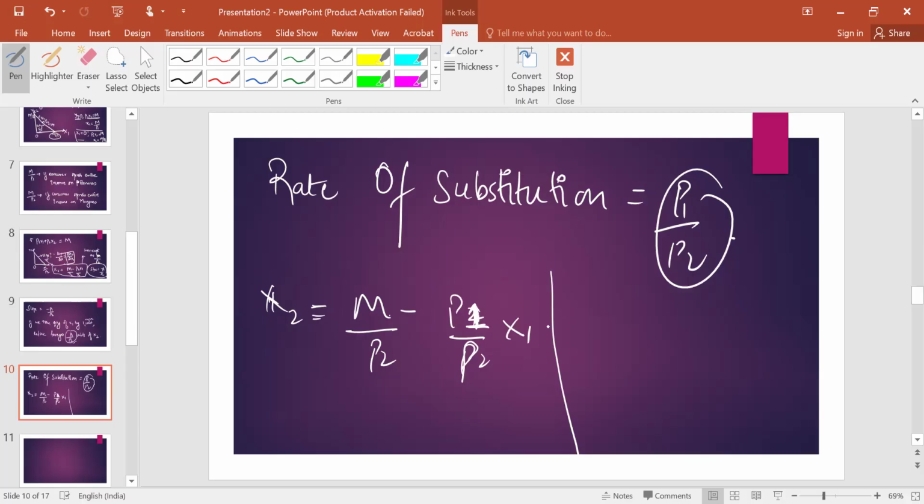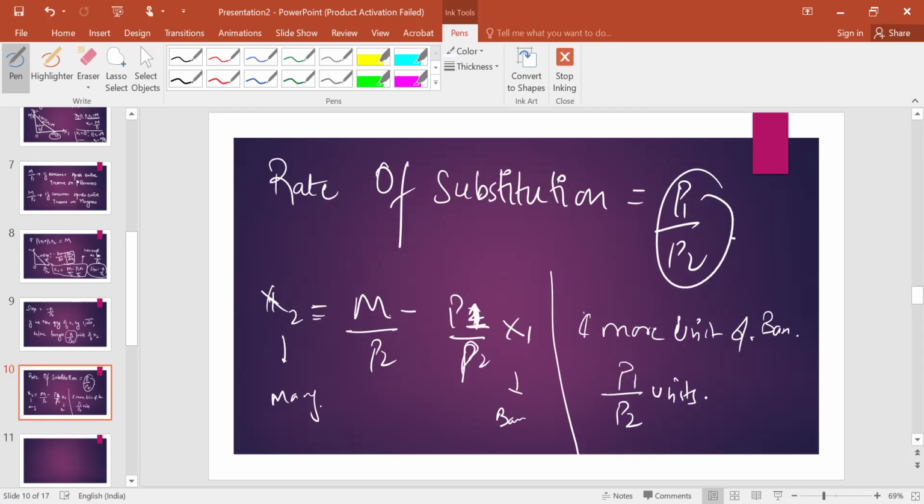So that is what it is saying: if the consumer wants, let's say, bananas and mangoes, and wants one more unit of banana, then she has to forgo p1 by p2 units of mangoes.